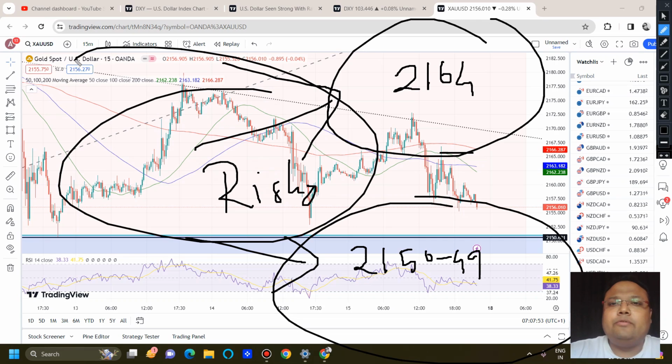So wait for the market to open. Usually we don't get to see much volatility right after the market opening. So if market behaves like a typical Monday market, you can expect a quick bounce for 30-40 pips around this area, and you can look for a quick sell around 2164. But keep in mind, these are risky. So if you are not in a position to take any risk, if you're looking for reliable trading opportunities, then it's better to wait for the market to give us a proper direction.